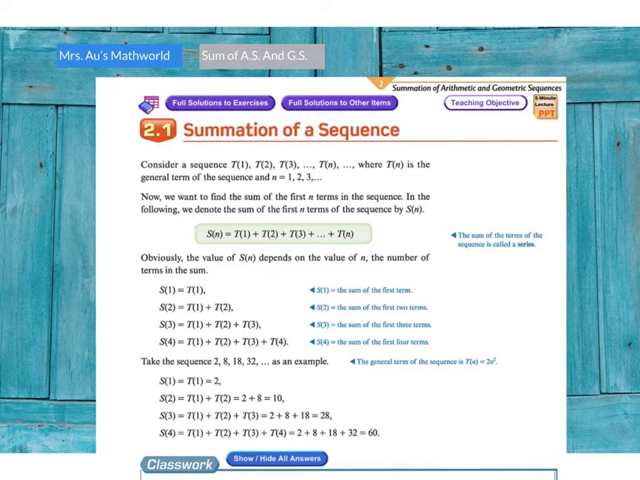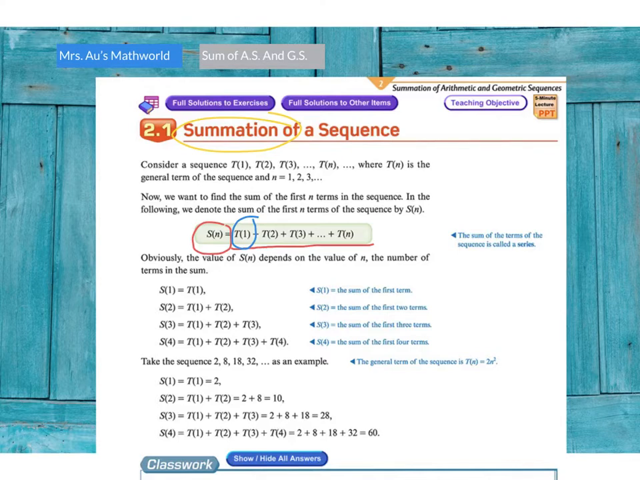This week we will complete the sum of arithmetic sequence and geometric sequence. So at the beginning, let's introduce the meaning of summation of a sequence. Summation of a sequence means we will use one symbol to represent the sum of the first term to the nth term. And we must start from the first term. This one cannot be changed.